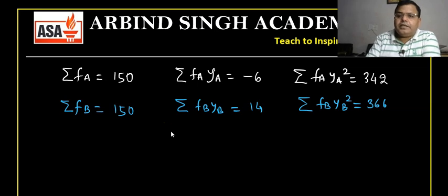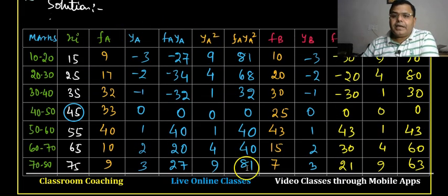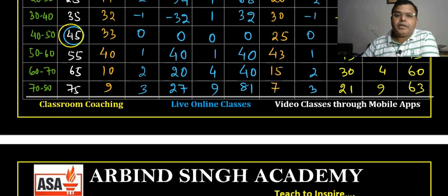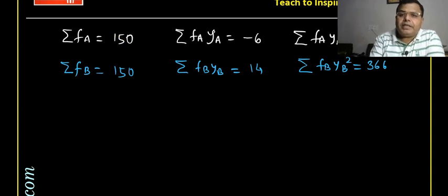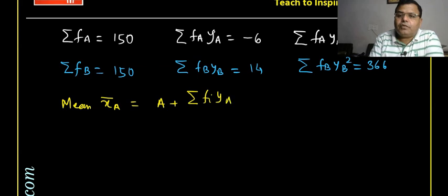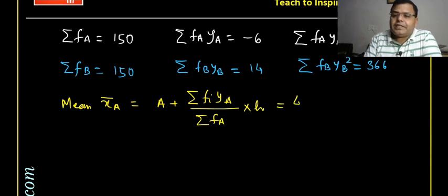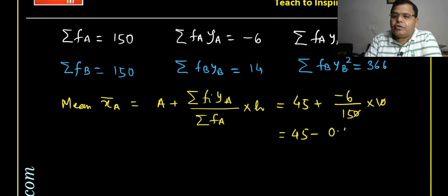H is already given. This is the summation of all the data given above, which I have summed up here. Now the length of the class interval is 10. So you know the one method for mean which can be calculated using this: mean of A, x̄A, is equal to A plus sigma fi yi divided by sigma fi, multiplied by h. In that case this would be 45 plus minus 6 divided by 150 multiplied by 10. So this cancels and this is 0.4. So it will be 45 minus 0.4, and that will be 44.6.